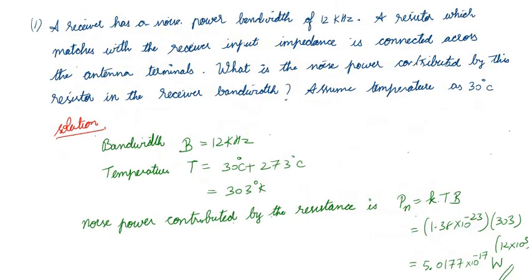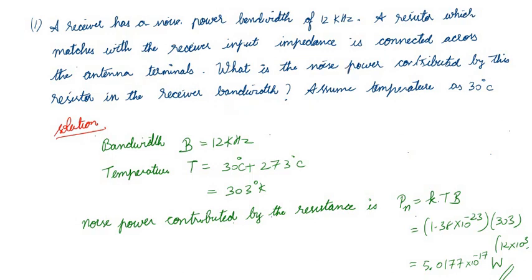Okay, we can take a very simple problem. What they are saying in this problem is they are taking a receiver whose noise power bandwidth is given as 12 kilohertz, and where the receiver is placed, a resistor that matches the receiver input impedance is connected across the antenna terminals. Then the question is, what is the noise power contributed by this resistor in the receiver bandwidth, right?